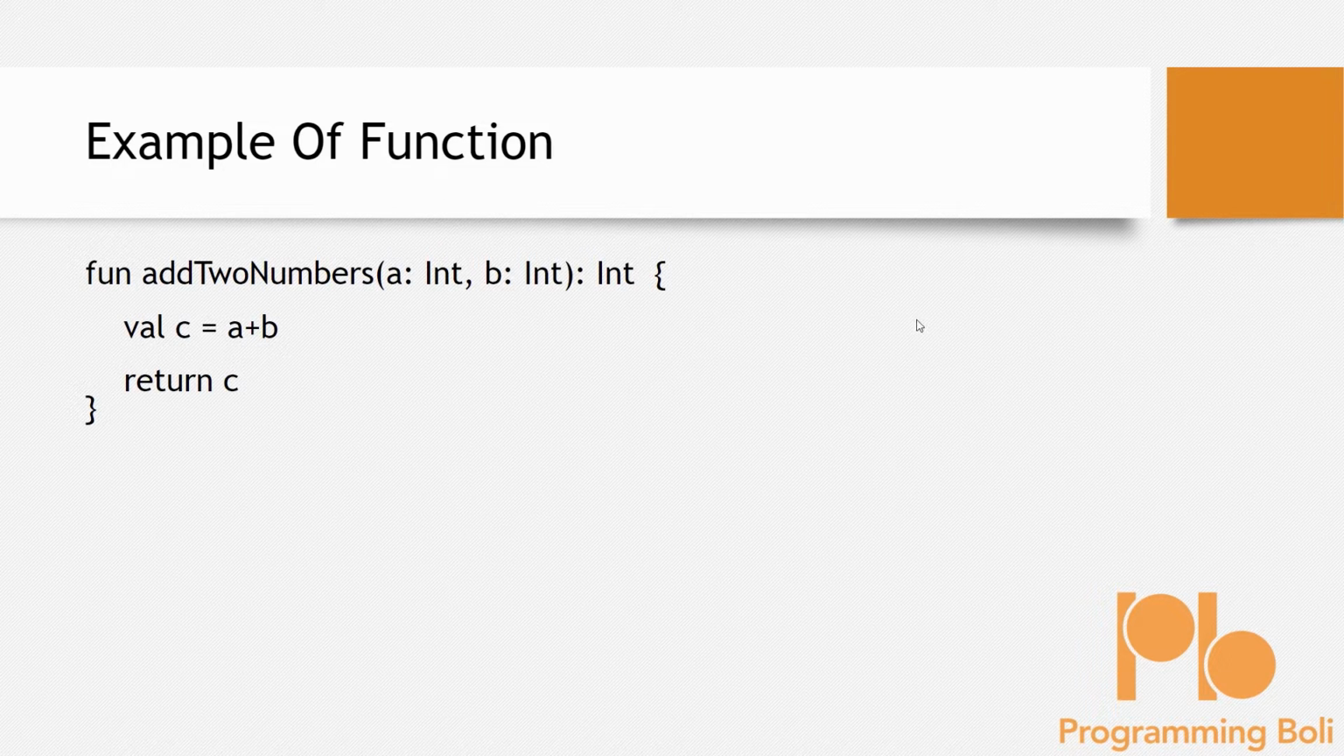Now this is the basic definition of the function. If you don't want to return it, you will just remove this colon and int, and then instead of return c, you will just write println(c). Simple. So here you don't need a return type. This was the example of a function, and let's now do it in the IntelliJ IDE.